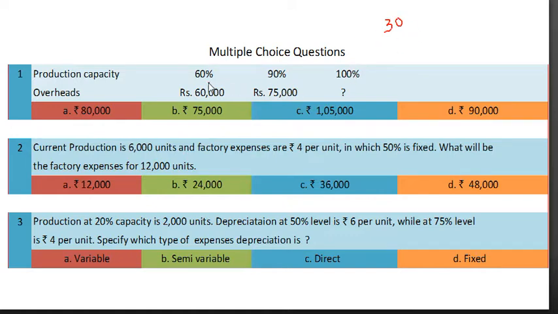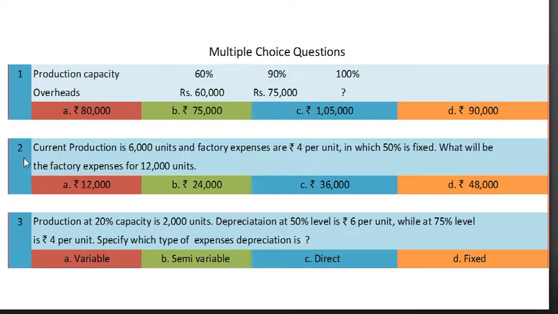Now at 30% change, cost increases 15,000. So 30% variable cost 15,000. So 100% would be question mark. So 15 multiply 100 divide by 30. So it would be 50,000. So variable cost at 100% would be 50,000 plus fixed cost 30,000. So total overhead at 100% level would be 80,000. So option A is the correct answer.